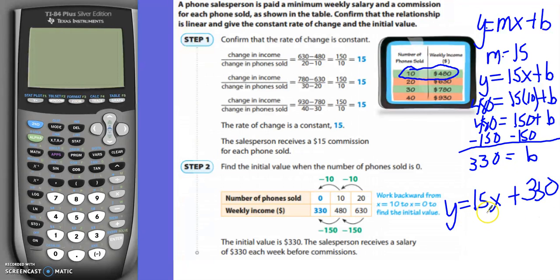The constant rate of change is $15 per phone that is sold, and no matter what, they receive a $330 salary each week. Okay, let's take a look at number 1.